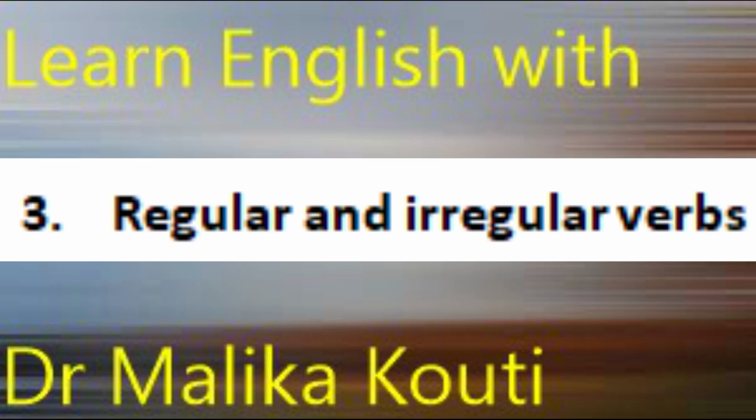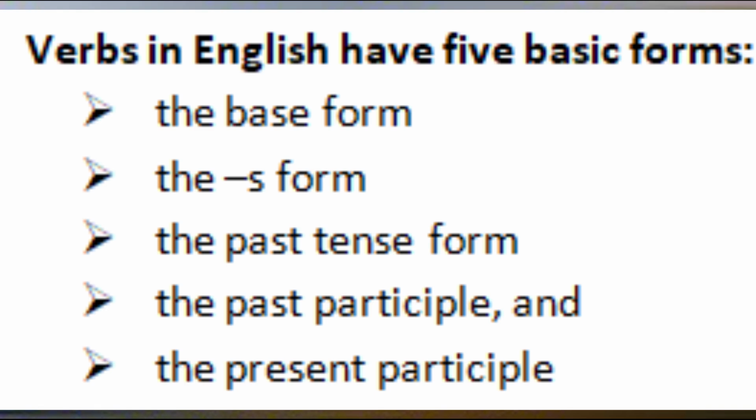Let's move to regular and irregular verbs, and we have already talked about them when we dealt with the past simple tense. Great. Verbs in English have 5 basic forms: the base form, the S form, the past tense form, the past participle, and the present participle. So let's take 2 examples, one of regular verb, one of irregular verb.